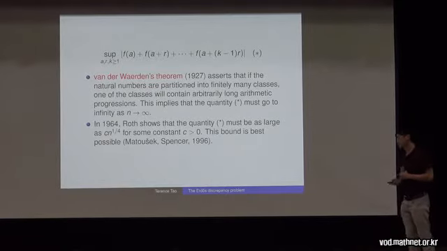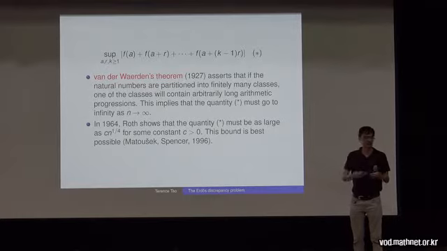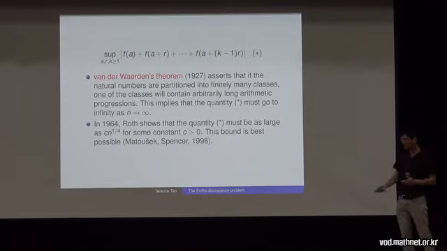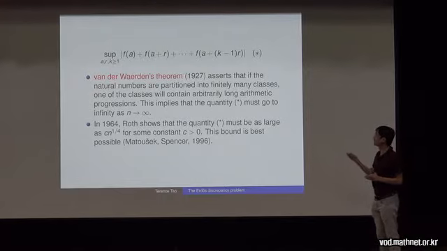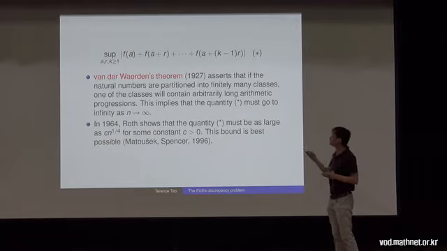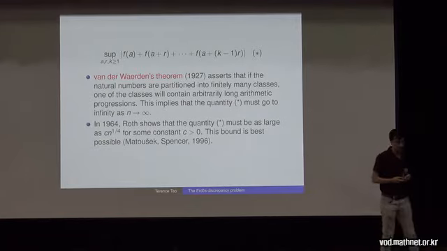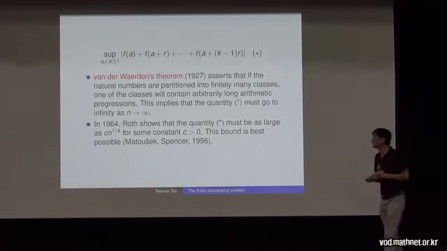And one of its consequences is that, if you look at a sign pattern, a sequence of plus and minus ones, that's like coloring the natural numbers in two different colors, the +1 color and the -1 color. And so van der Waerden's theorem tells you that no matter how you color the natural numbers, either the +1 color or the -1 color will contain arithmetic progressions of any length. Which means that this discrepancy here, when you sum your sequence over arithmetic progressions, these sums must become unbounded. You must be able to make sums that are arbitrarily large. Okay, so the larger n gets, the larger this expression must get.